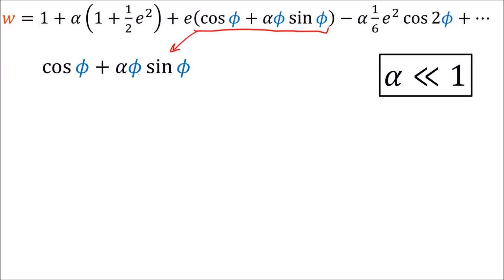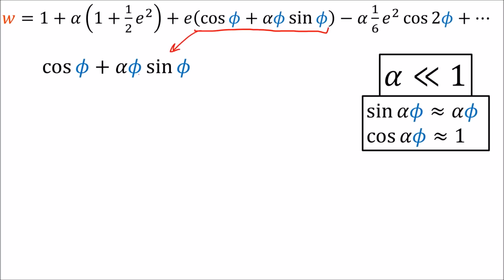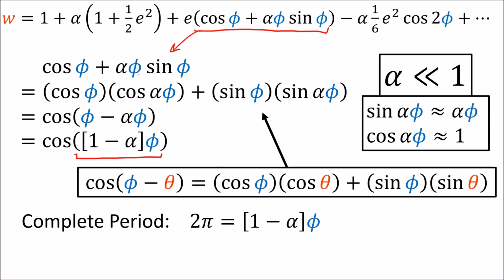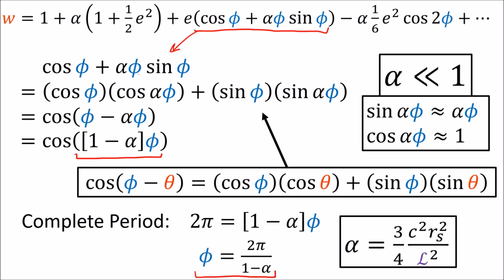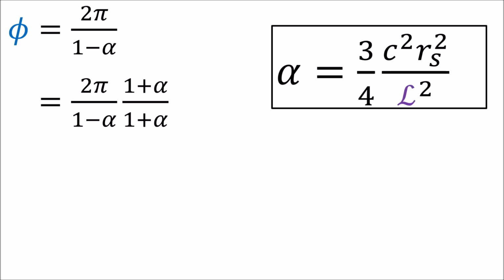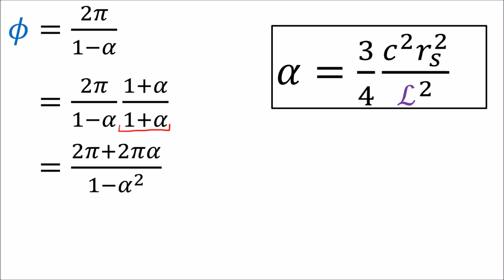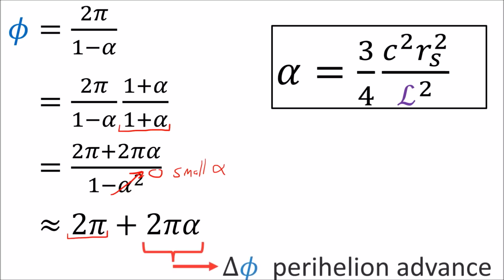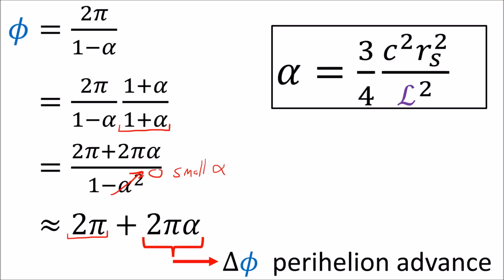Using the small angle approximation for sine and cosine, we can rewrite this using an angle difference trig identity, and see that this cosine term does not have a period of 2 pi. Instead, it has a period of 2 pi over 1 minus alpha. If we multiply this by 1 plus alpha over 1 plus alpha, and assume alpha squared goes to 0 since alpha is small, we find that, for a planet to complete one orbit and get back to the starting radius, it must cover an angle of 2 pi plus an advance of 2 pi times alpha, which is the advance of the perihelion.